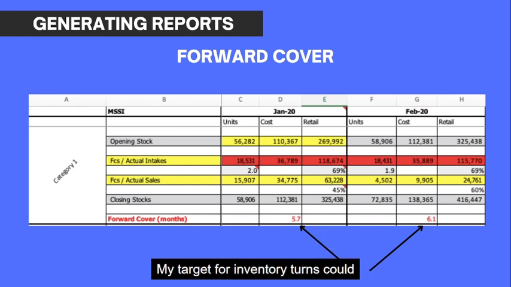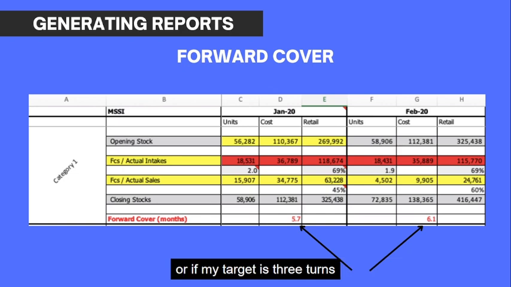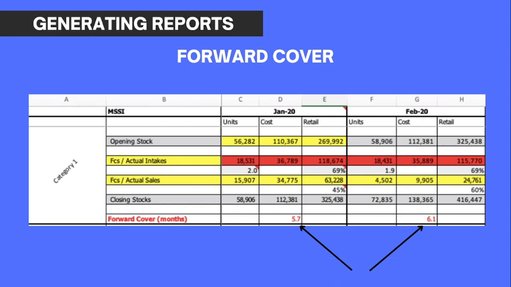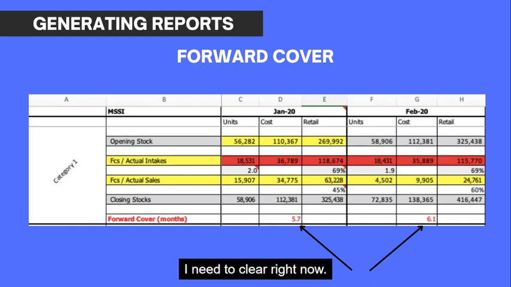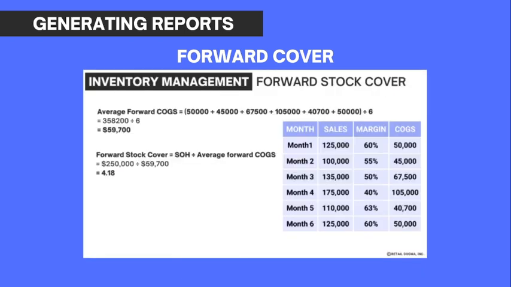My target for inventory turns could be 4 times. This means I need to bring my inventory level down to 3 months cover only. Or if my target is 3 turns, then I need to bring it down to 4 months cover from the 6 months cover. Knowing that, I will be able to know how much inventory I need to clear right now. For more on forward cover calculation, please refer to the Retail Math course.